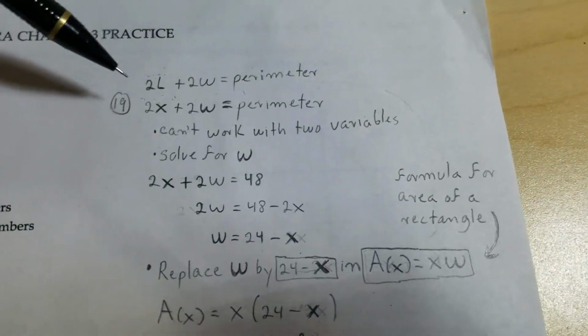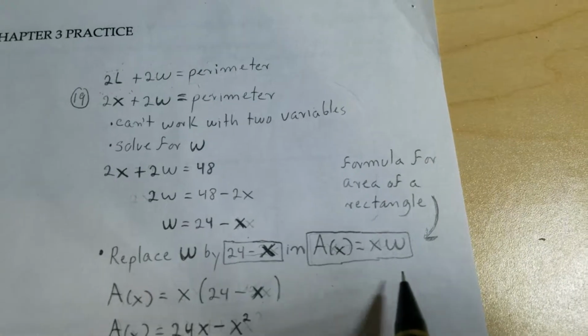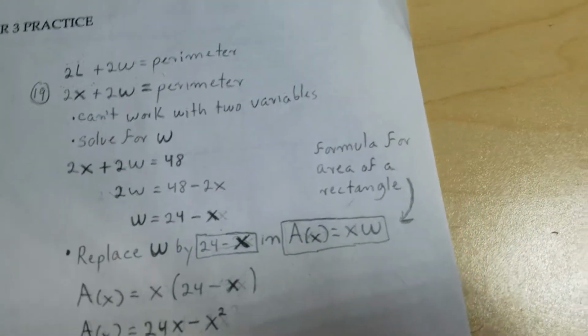So you need to know the perimeter of the rectangle, and you also need to know the formula of the area of the rectangle. Those are the two pieces of information that you need to know.